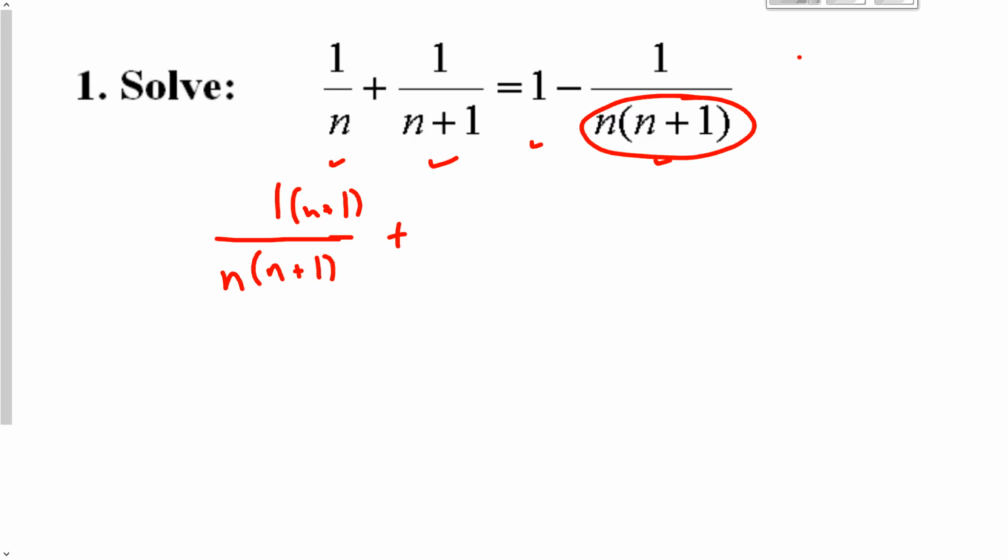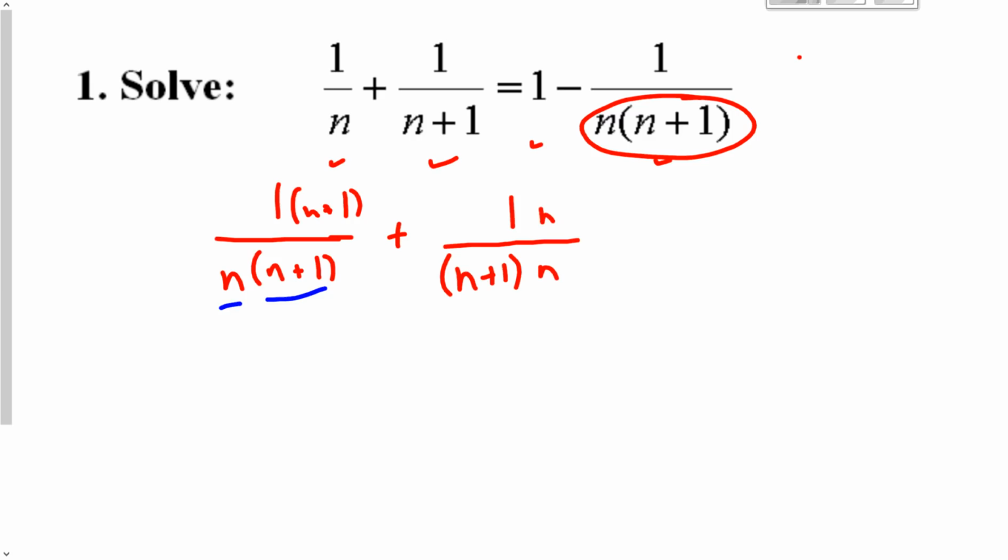All right, let's get a common denominator with this next one. We've got 1 over n plus 1 and I need to have n plus 1 and n. So in order to get n plus 1 and n, I'm going to multiply by n on top and bottom.